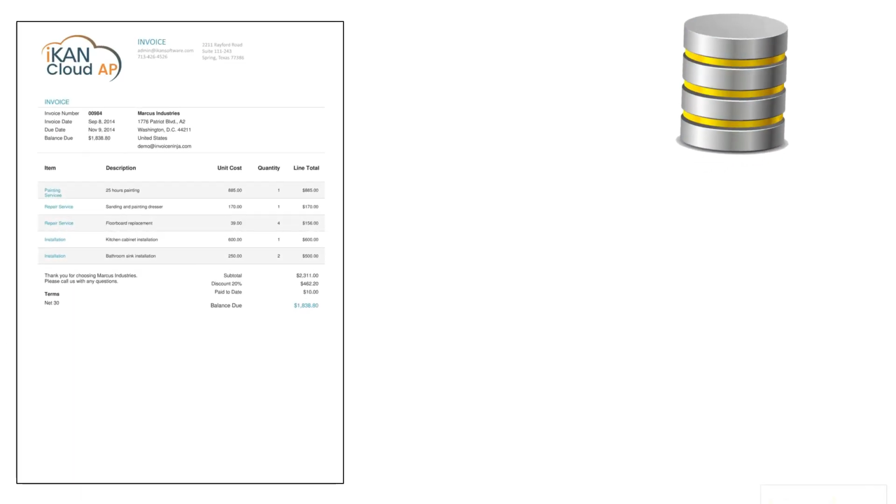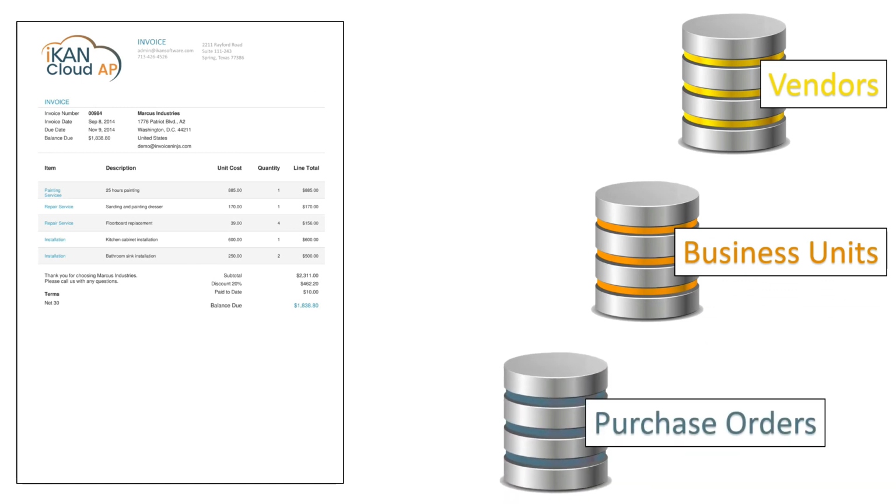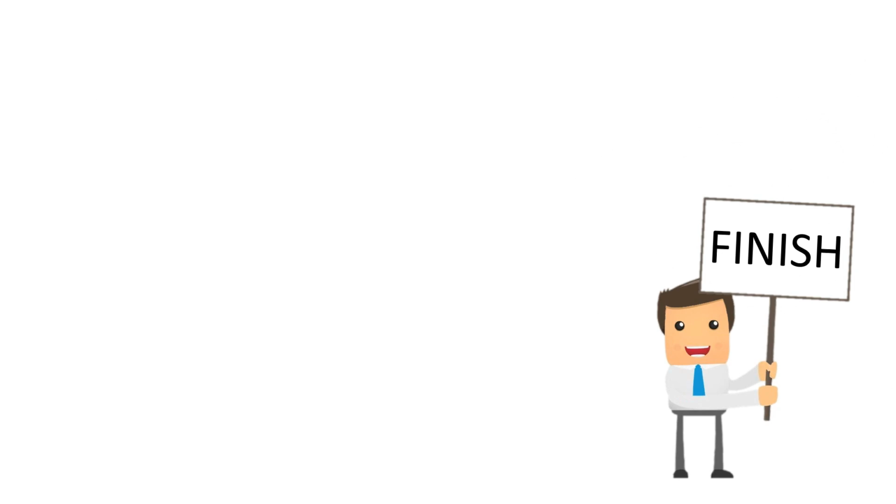Now we use the vendor, business unit and purchase order information you uploaded. That data is used to ensure that everything captured is accurate, valid and matches the information stored in your AP software. Many invoices go straight through without assistance, but some data automatically captured may need to be verified by you. These invoices need a little help.